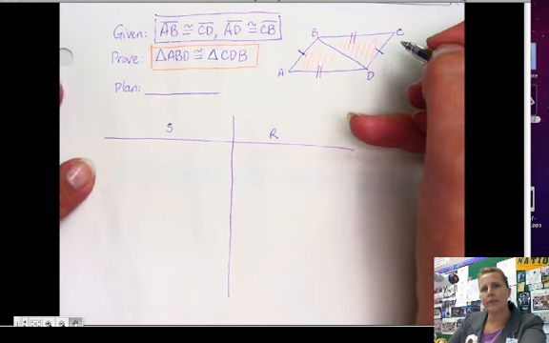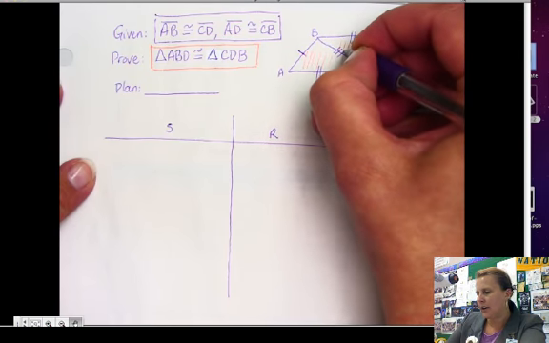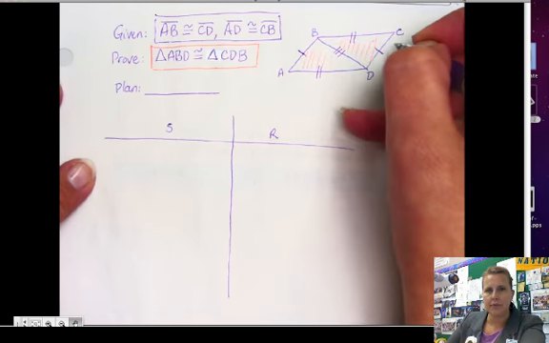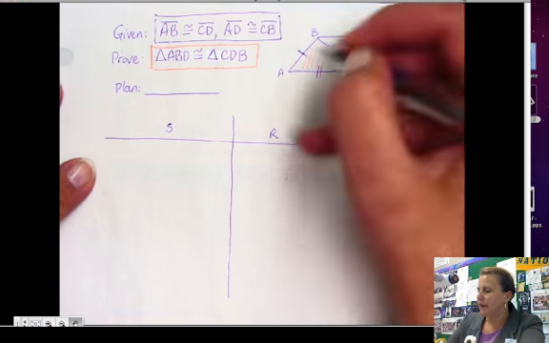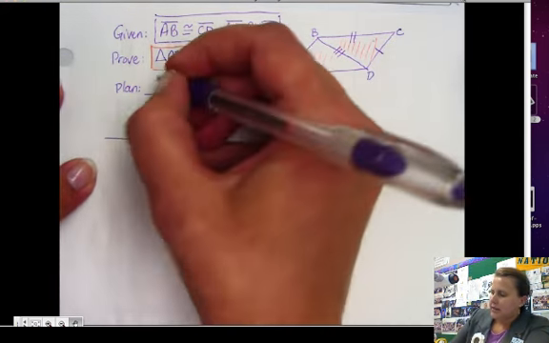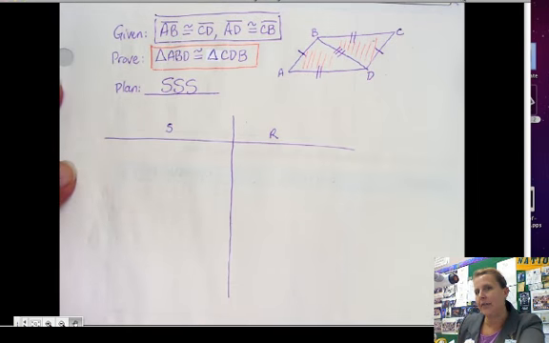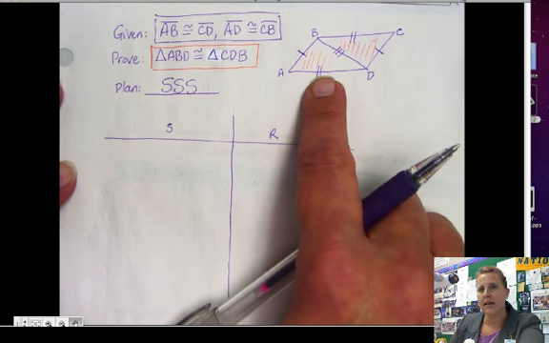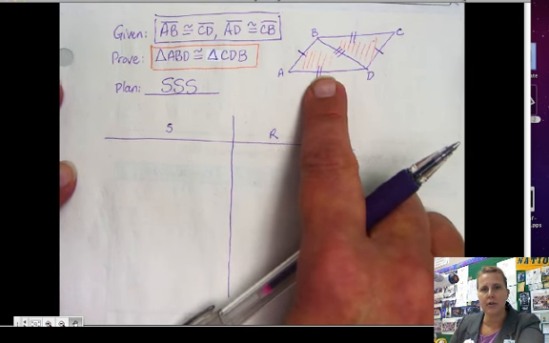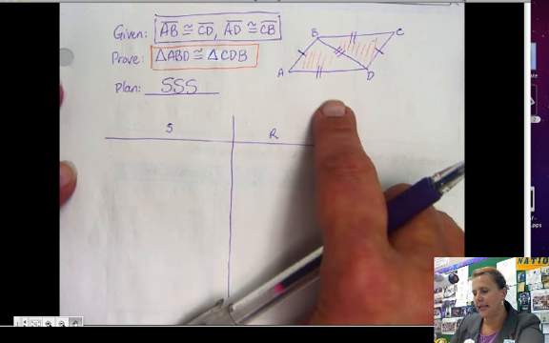If you look at the picture, you can see something that's obvious from the picture, which is that BD is shared by both triangles. So if I look at this, I see that my plan should be side, side, side. You only know of two shortcuts right now: side, side, side, and side, angle, side. And this one's going to be side, side, side, because there are no angles that were given, and there are no angles that we can pull from this picture easily.